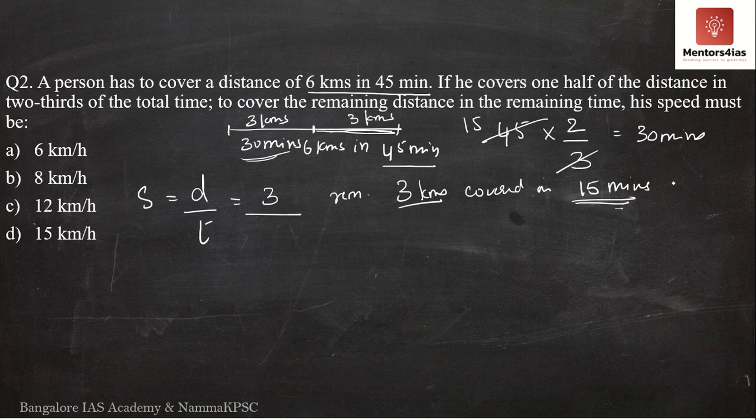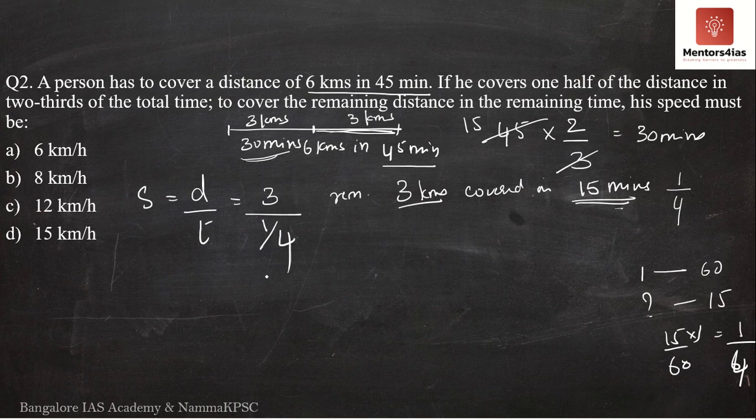What is 15 minutes in terms of hours? Nothing but 1 by 4, correct? 1/4 of an hour. See, 1 hour is equal to 60 minutes. So how many hours is equal to 15 minutes? So 15 into 1 divided by 60. Nothing but 15 fours are 60. So 1 by 4. So here we will write 1 by 4.